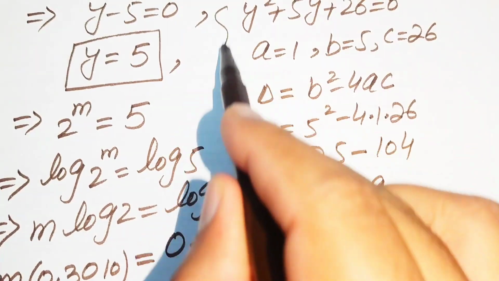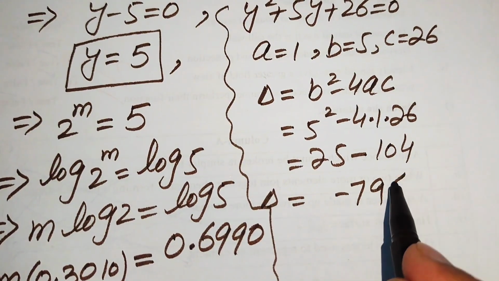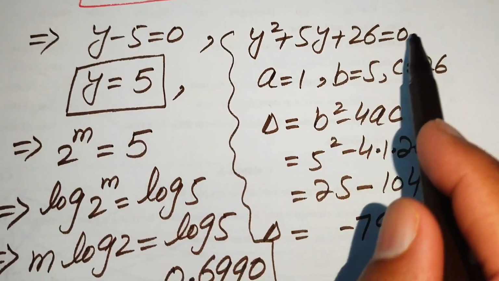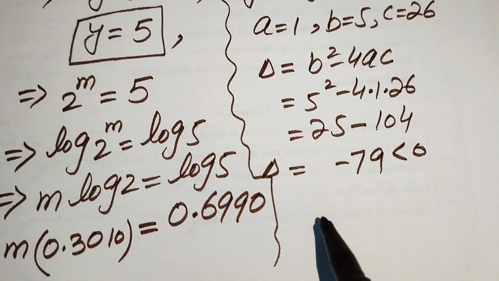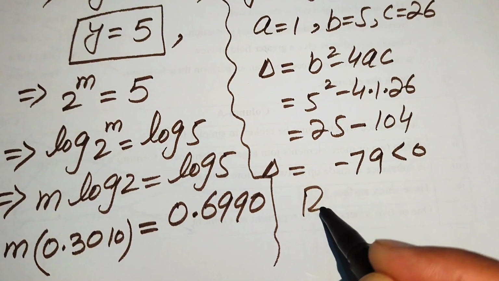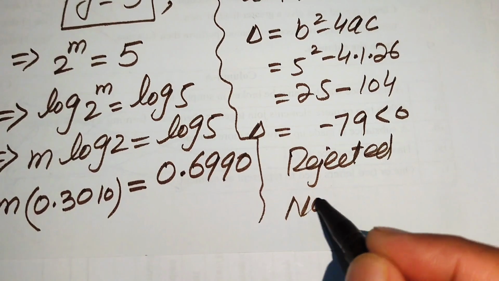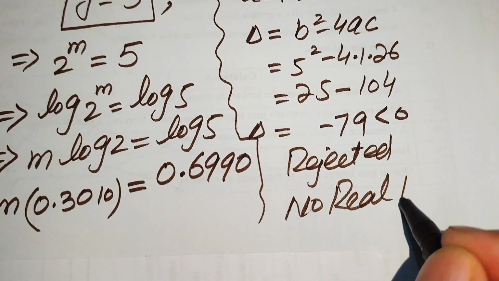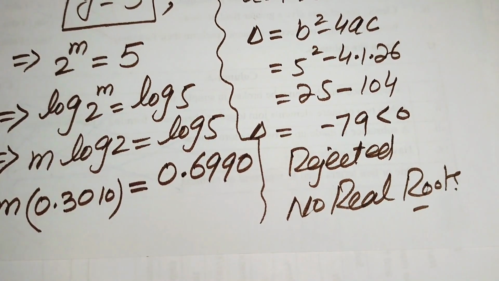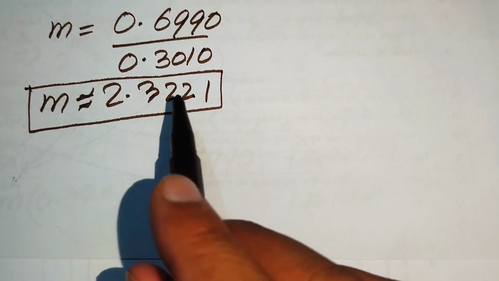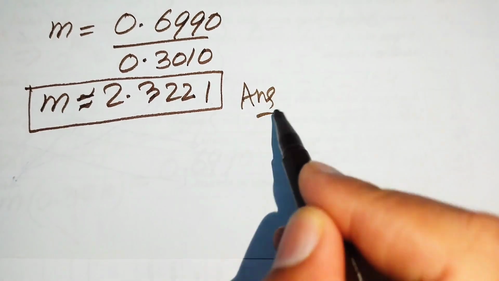Here you see that the value of delta is less than 0. If delta is less than 0, it means that this quadratic equation does not have a real root. So we reject this case because this equation has no real roots. Finally, we have only one root of the given equation, which is m = 2.322. So this is our final answer to this question.